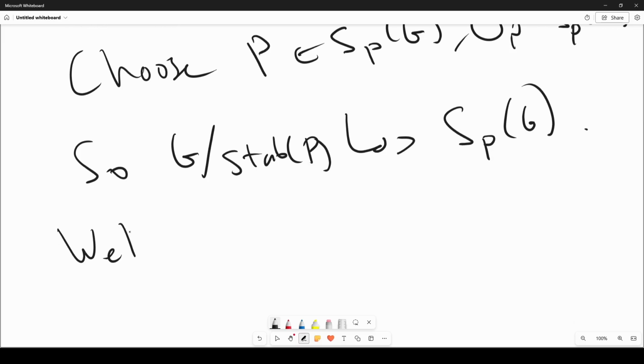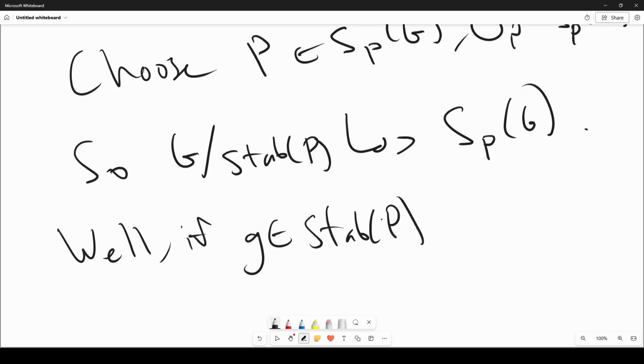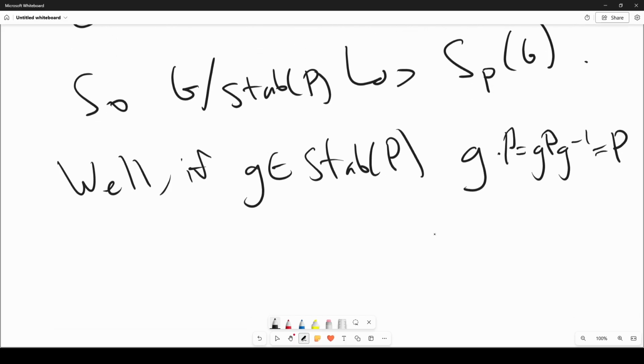Well, if G is in the stabilizer of P, what do I get? Well, I get that G dot P, which equals GPG inverse, has to fix P, so it equals P. But this exactly means that G is in the normalizer. This is definitionally what that means. GPG inverse equals P. So G is in the normalizer of P.